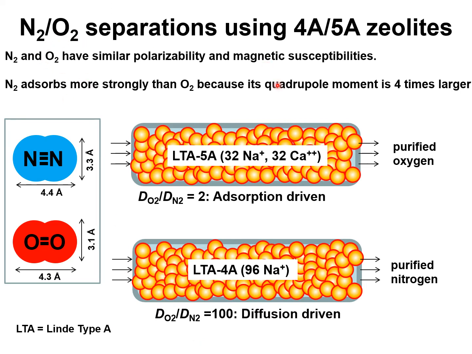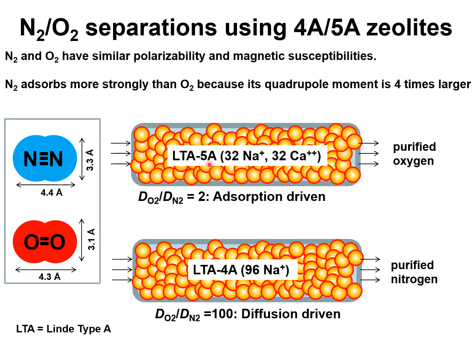Let's examine nitrogen-oxygen separations. Now, nitrogen and oxygen have similar polarizabilities and magnetic susceptibilities. But in most adsorbents, nitrogen adsorbs more strongly than oxygen because its quadrupole moment is 4 times larger. So for a given mixture of nitrogen and oxygen, let's examine separations using a fixed bed of 5A and 4A.